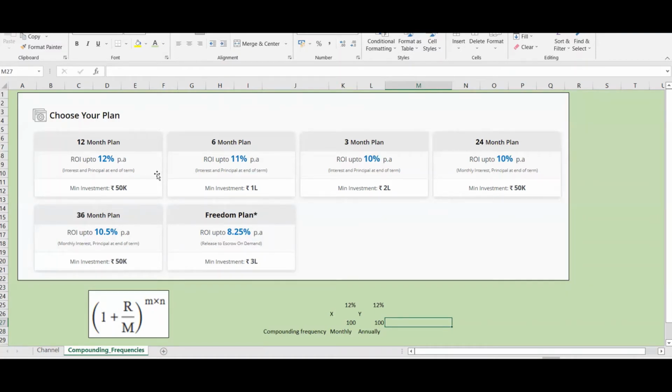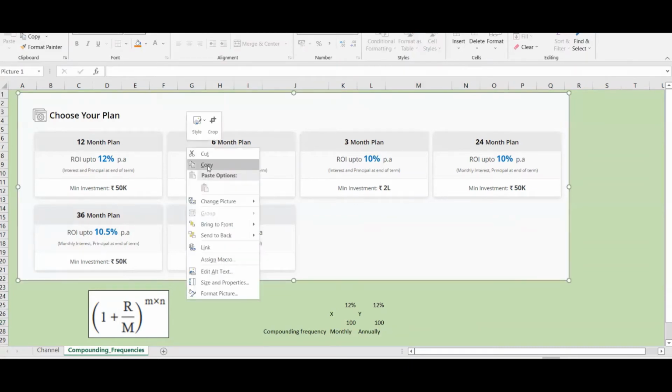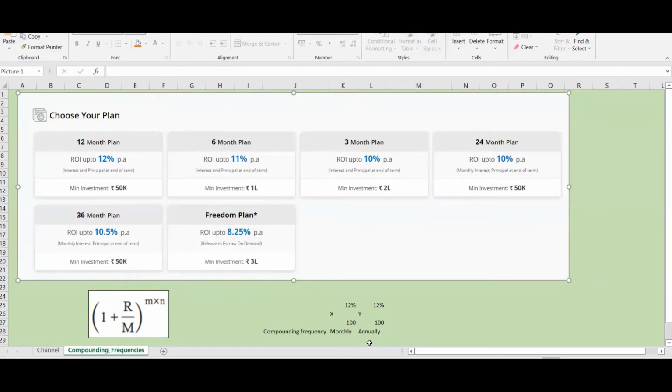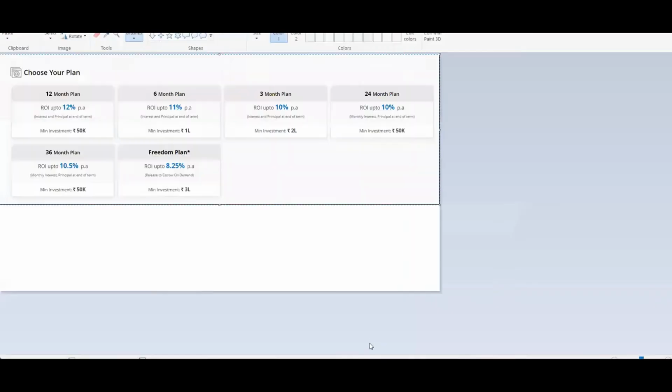Let me take this so that it's easy for me to underline anything that I want to. Over here, if you see, interest and principal at the end of term, it is a 12-month plan. So you will get your 12% at the year end first.